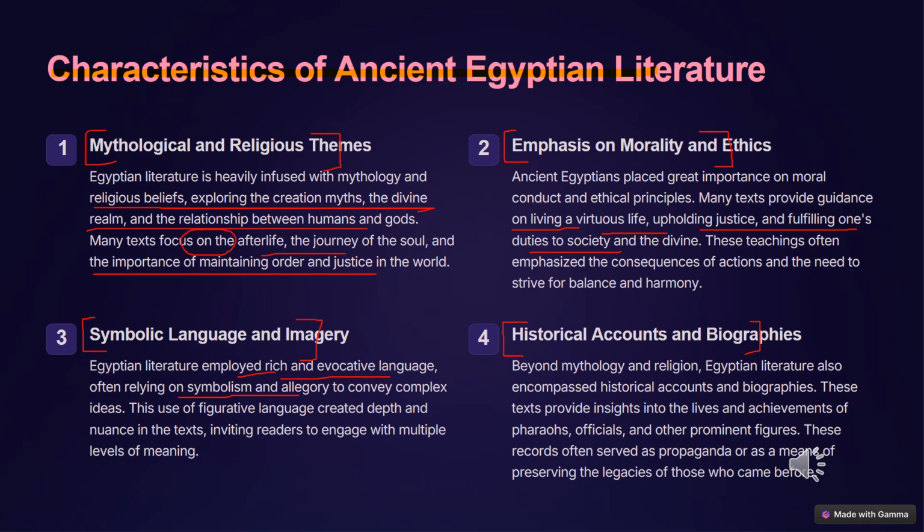So, the focus on historical accounts and biographies of notable officials in Egyptian society, like the pharaohs and prominent figures in their history, is for propaganda purposes, and it is also a way to preserve the legacies of those who came before them. In summary, ancient Egyptian literature is a rich tapestry that offers profound insights into the civilization's beliefs, values, and historical achievements.